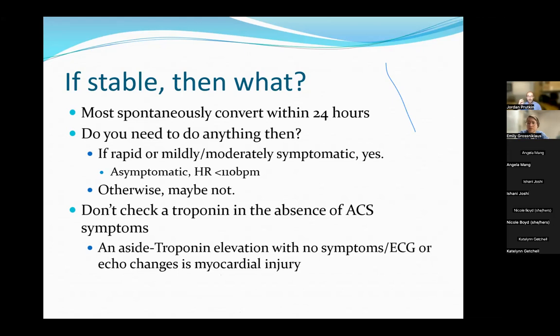I'm going to just do a brief aside, because this is one of the QI things that we're trying to work on, which is if you see someone who you've checked a troponin for some reason, but they don't have anything else to suggest that they're having an MI. So let's just say you have someone who has a pneumonia and you check a troponin and it's a little bit elevated. Please don't call it an NSTEMI. That's called a myocardial injury.